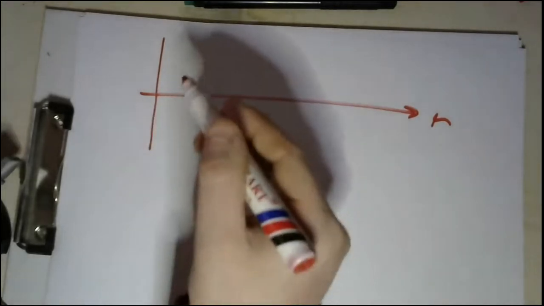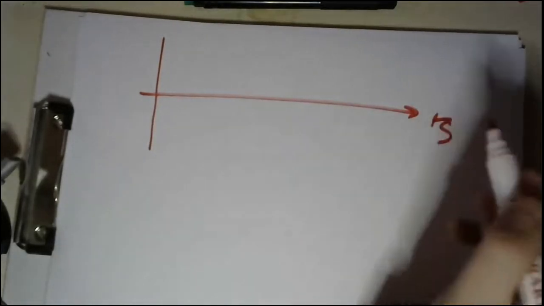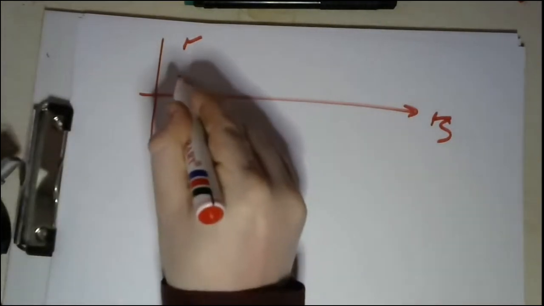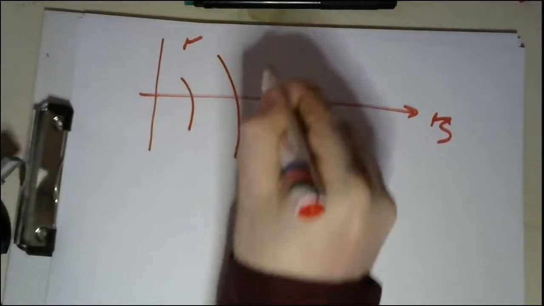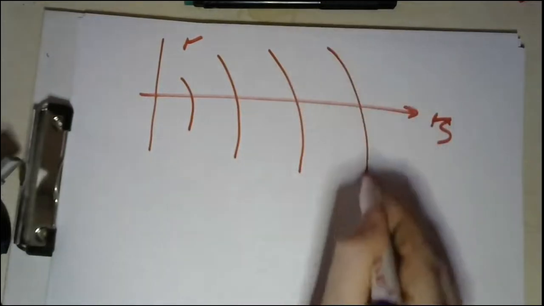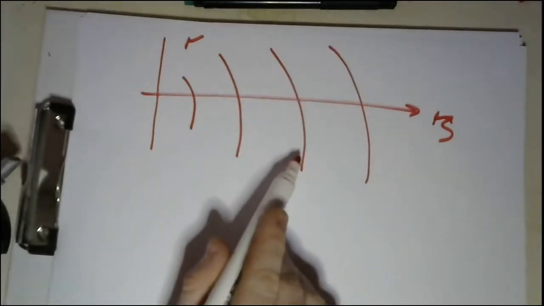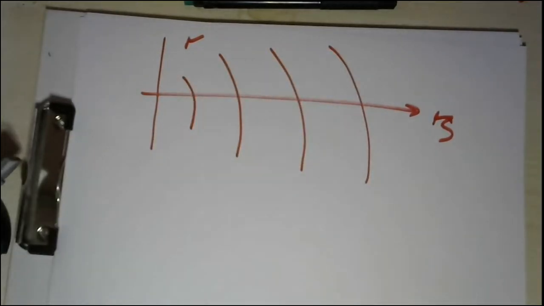and let's make this Z and this R. So whenever the wave propagates, each propagation phase of the wave will have its radial phase. I mean, the phase takes this radial shape.